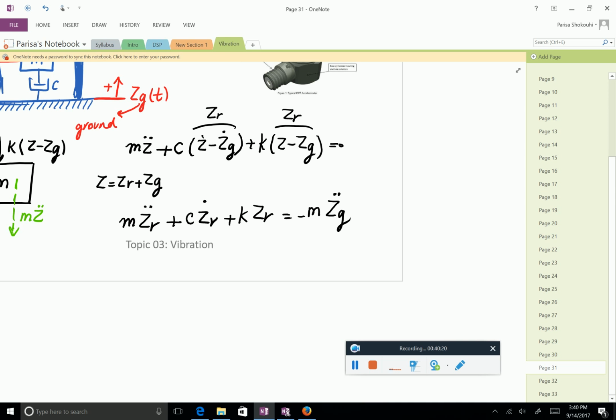Yes, everyone is okay with this? And now, to understand this, let's assume that this ZG is harmonic. Because you saw that if we understand the harmonic response, we can understand the response to any system, because we have Fourier series. So we assume that it is harmonic with an amplitude ZG and some frequency that it is being excited at. So if we do that, this is acceleration, so you get i omega squared, times negative omega squared, right? So it becomes m omega squared ZG e^(i omega t).